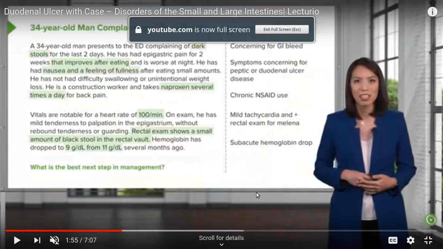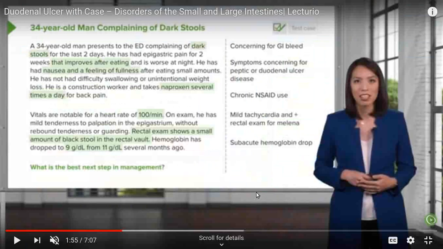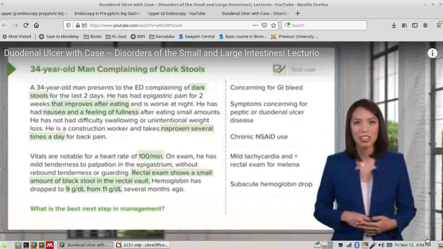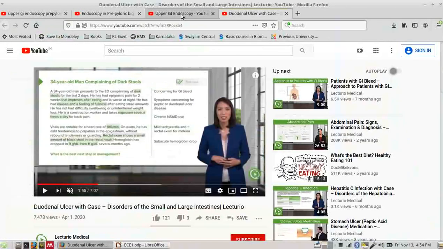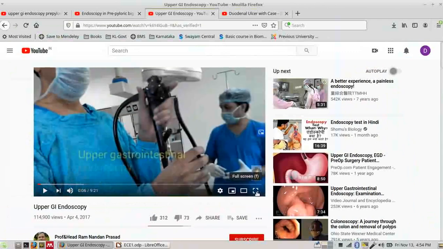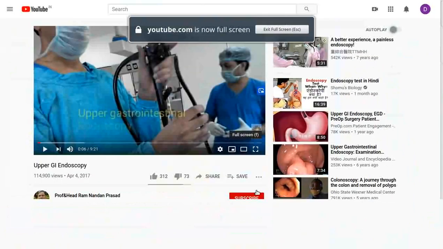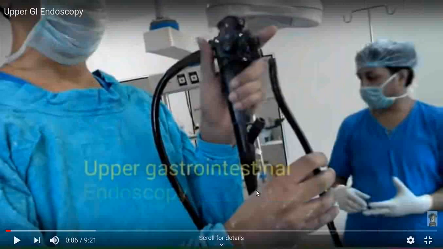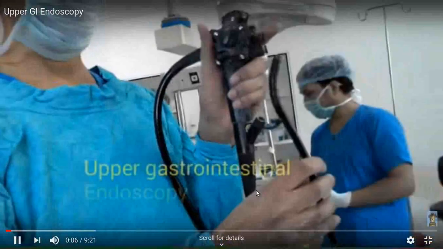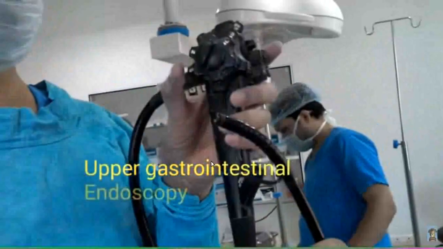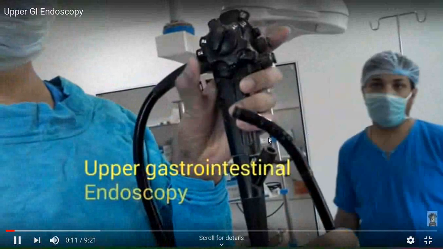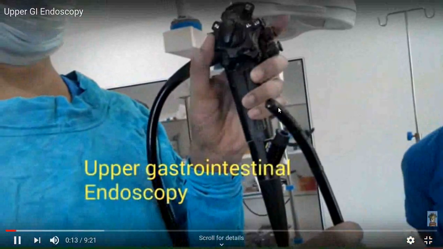So what should be done to this patient? Next, we have a diagnosis in our mind, that is peptic ulcer, mostly in the duodenum. So the next thing is to confirm it. What is the investigation to be done to confirm whether he is having a bleeding peptic ulcer? That is upper GI endoscopy. So that is the next step in the management. We have to do an upper GI endoscopy, confirm your diagnosis, then you have to give the treatment.